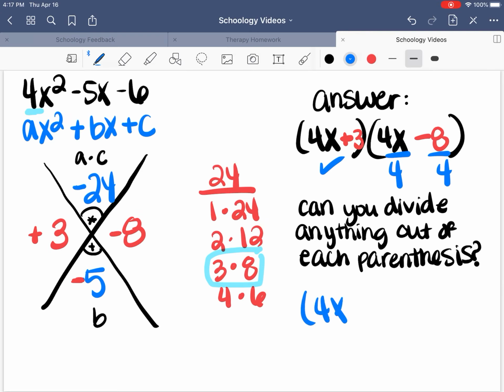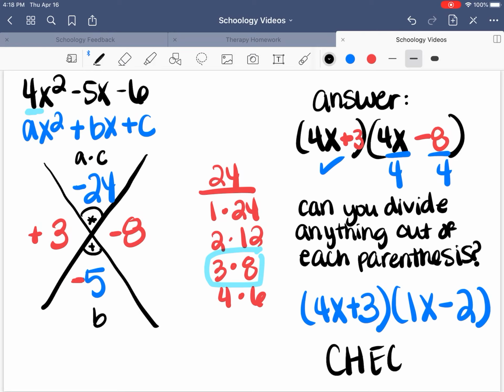So your final answer should be that 4x plus 3. And when you divide 4 by 4, I should get 1x. When you divide 8 by 4, I would get 2. So this would be your final answer. But make sure that you check your answer at the end.